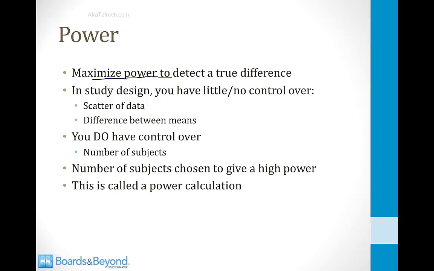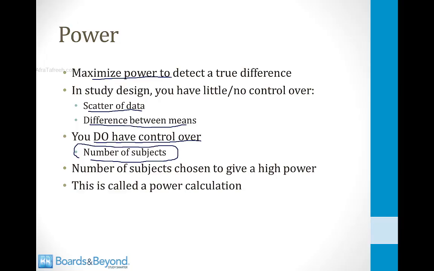We want maximum power. Now, in a study design, you usually don't have a lot of control over the scatter of the data or the difference between two means. Think about our experiment on MI-zyme. The MI-zyme levels are going to be what they are in normal subjects, and in heart attack patients, you don't really have control over where the means lie and how much the data is scattered. You do, however, have control over the number of subjects. You can decide ahead of time how many people you are going to sample.